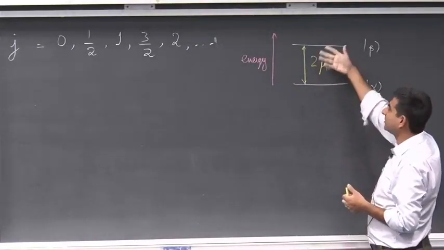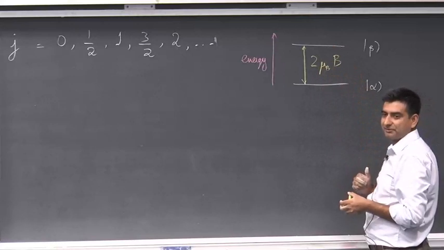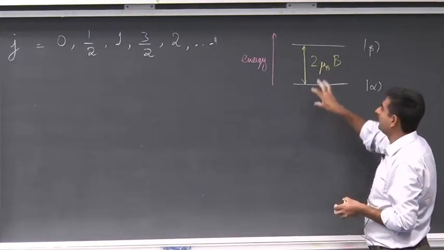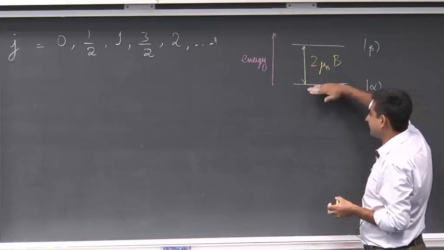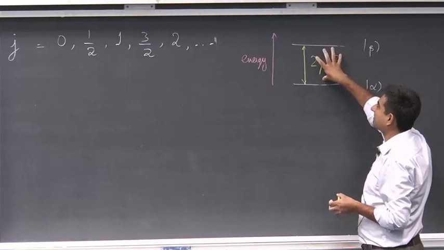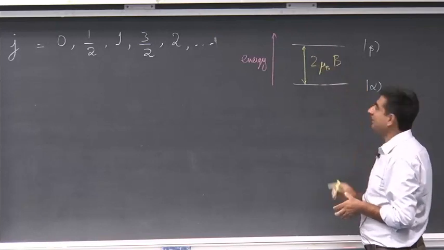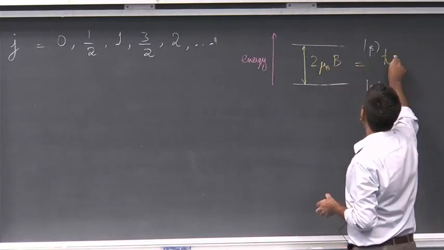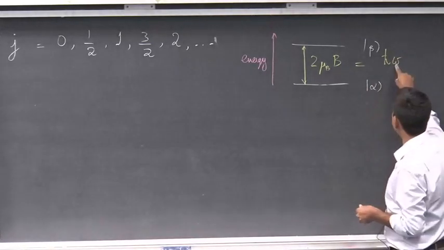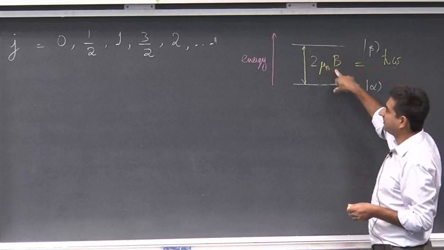And you can drive transitions between these states. You can shine radiation. And you can get an excitation from the ground state to the excited state. What kind of radiation depends upon this energy gap? This energy gap is h bar omega. Every energy gap is h bar omega. So the frequency of the radiation is determined by the magnetic field.